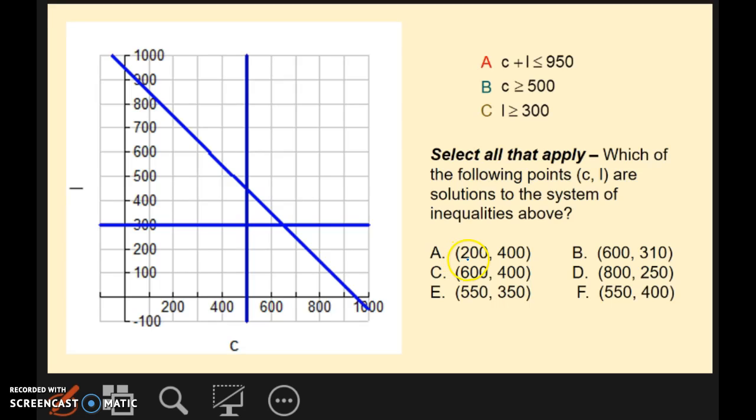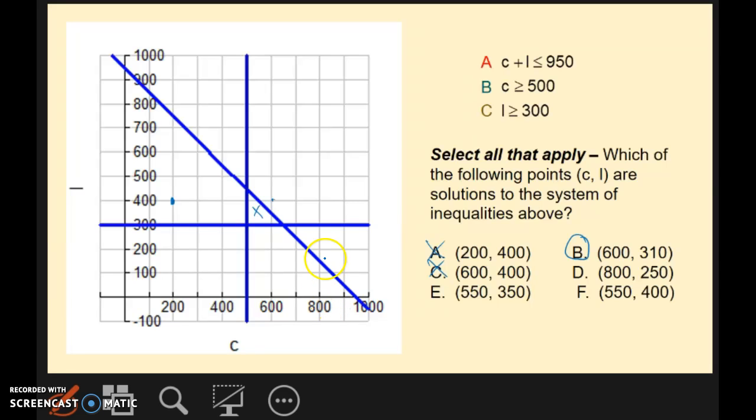But if we take the point 200, 400, we want to see if it falls in this area here. Again, this is our solution set right in there. So if I go to 200 and 400, there's my point. Clearly, that one's not going to fall in our solution set. We know that A would not work. B is at 600 and 310, so we go to 600 and 310. It does look like it just fits in there. So I'm going to call that one a winner. We could also do 600, 400, so go to 600 up to 400. That point is just outside our region, so that one wouldn't work.